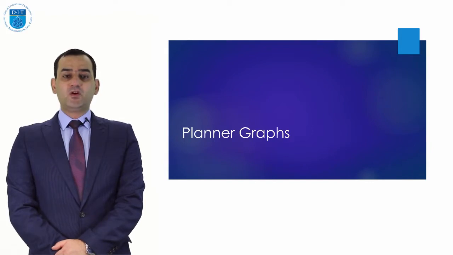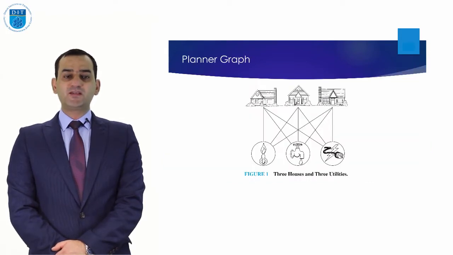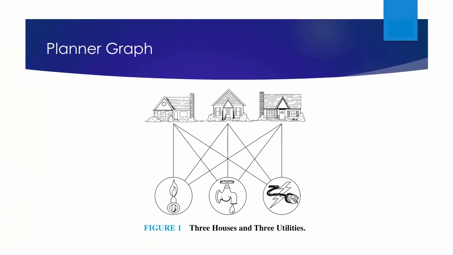Consider the problem of joining three houses to each of the three separate utilities as shown in figure 1. Is it possible to join these houses and utilities so that none of the connections cross? In this video, we are going to discuss how we can answer such a question.